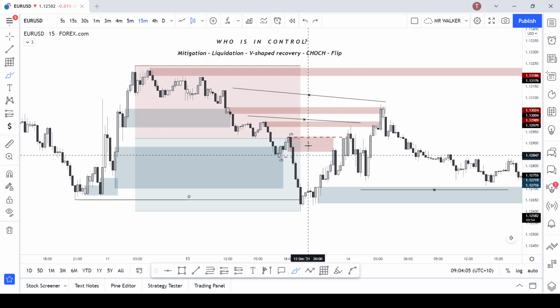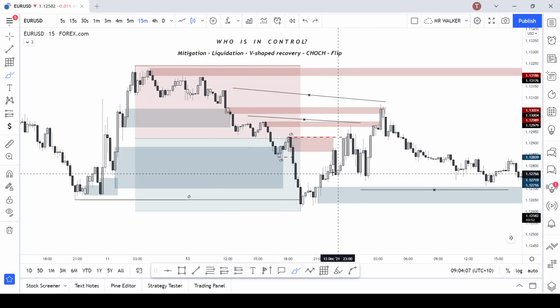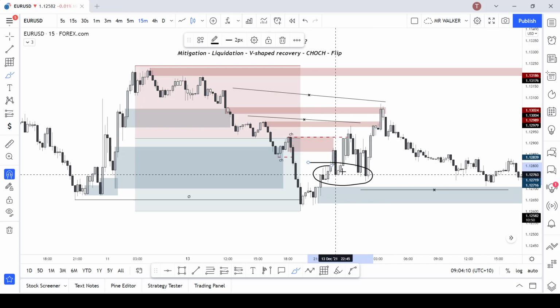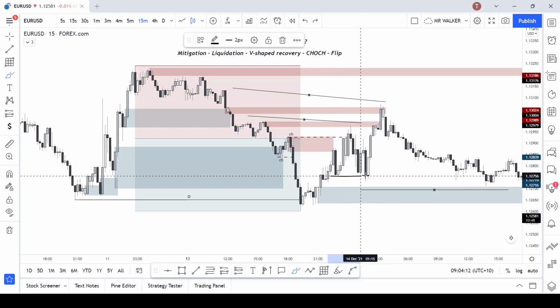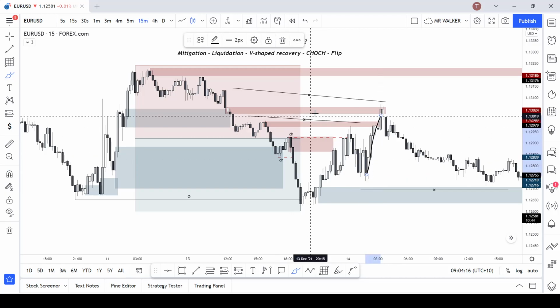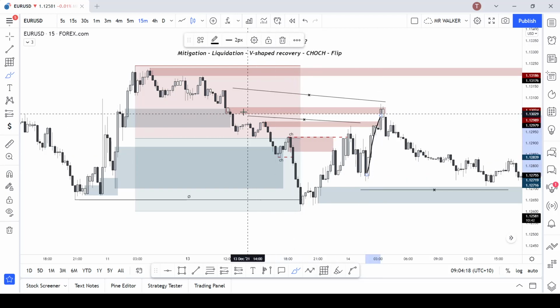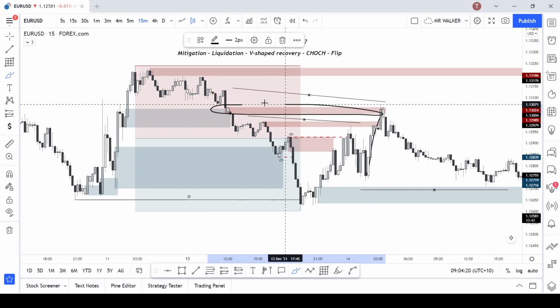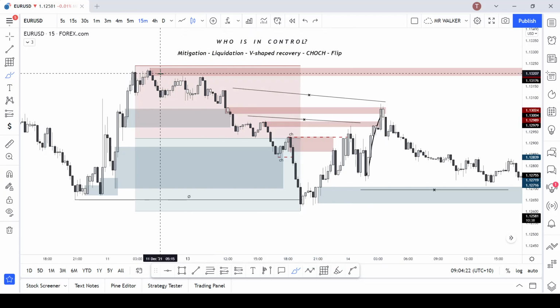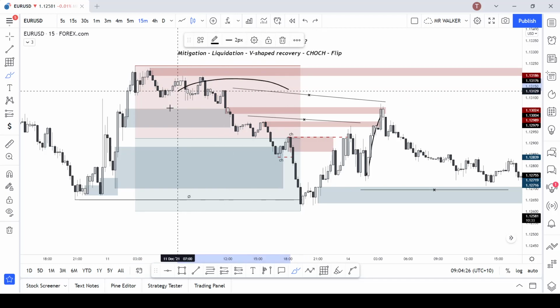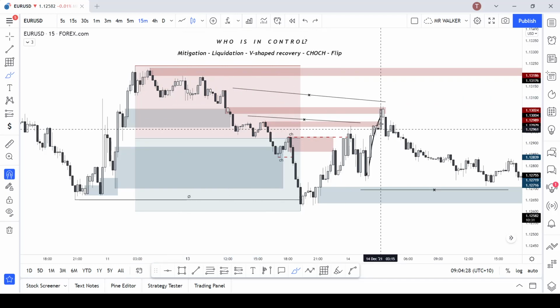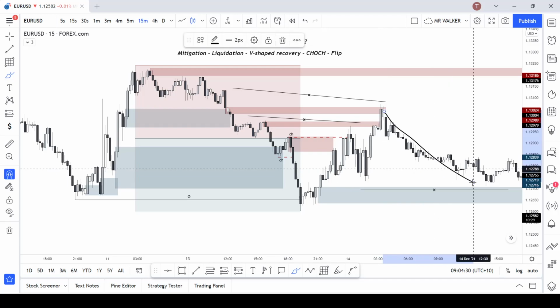But then when it came back to the discount zone, it has mitigated some demand in here. It has swept the liquidity below these lows, and then went higher to mitigate the last unmitigated supply. I'm not taking into consideration the extreme right now. We are now back in the premium zone, and then here it goes.